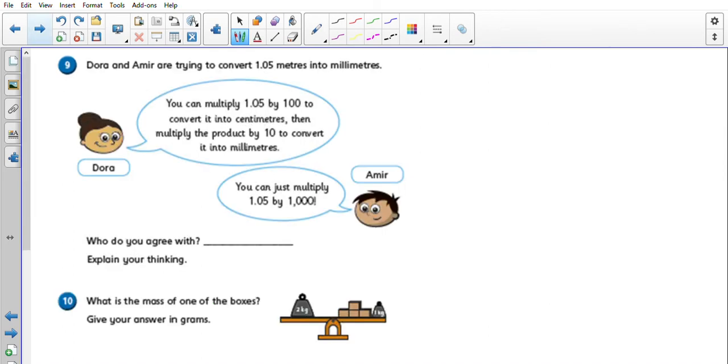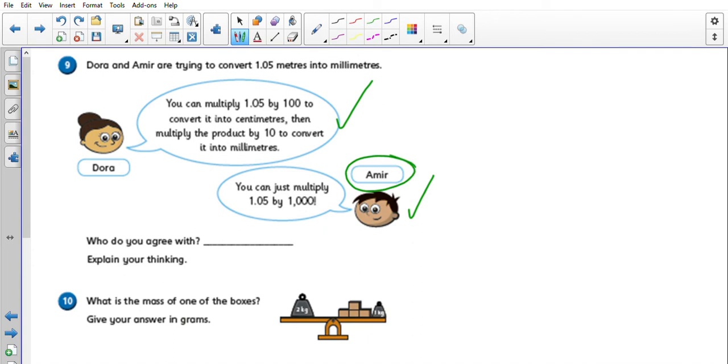Question number 9, Dora and Amir are trying to convert 1.05 metres into millimetres. Dora says you can multiply 1.05 by 100 to convert it into centimetres, and then you can multiply the product by 10 to convert it into millimetres. That is correct, that works. Amir says you can just multiply 1.05 by 1,000. Amir is also correct. They're both correct. Amir's solution is the most efficient.